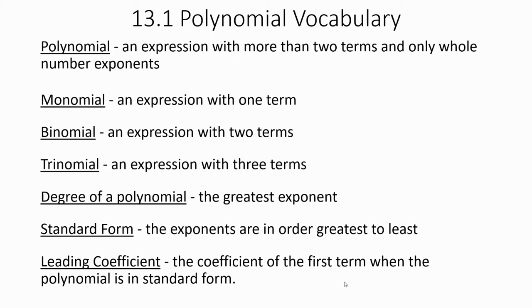Then we have standard form. Standard form is when the exponents are in order from greatest to least. We're just going to have to reorder them so that the exponents start with the biggest exponent and then decrease. Lastly, we have a leading coefficient. After your polynomial is in standard form, the first coefficient is the leading coefficient. Remember, if your first term was x to the fifth, the leading coefficient will be 1. If there's not a number in front of your variable, that means that the coefficient is just 1.